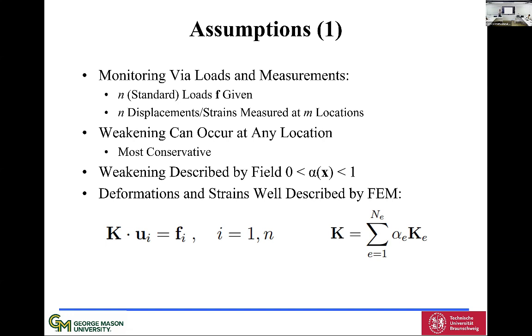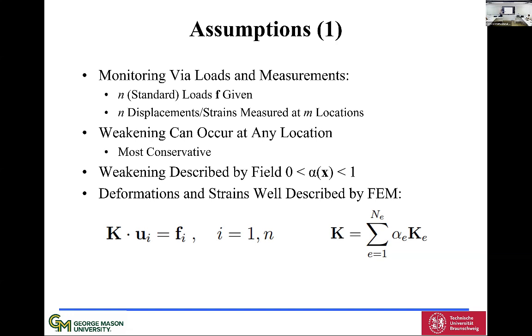Okay. We assume that the weakening can occur at any location. That's the most conservative, but of course you could restrict that. The weakening is described by a field alpha between 0 and 1. 1 is full strength, 0 is no strength. And we assume that we have a good description of the structure in the way of a finite element model. Most of what I'm going to show is elastic, of course, because we are dealing with civil engineering. You don't want to go over a bridge that goes plastic. I don't think you want to fly an airplane that goes plastic either.